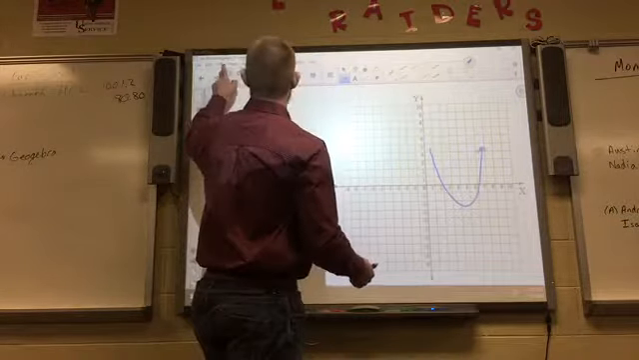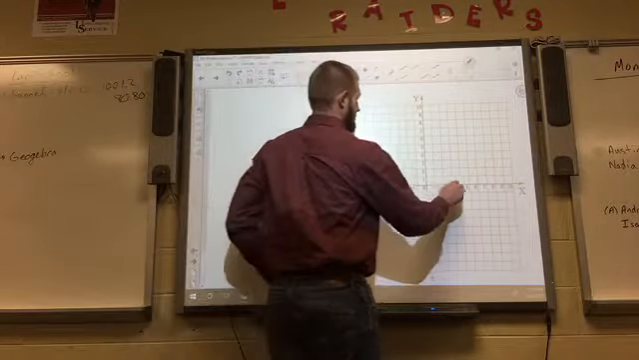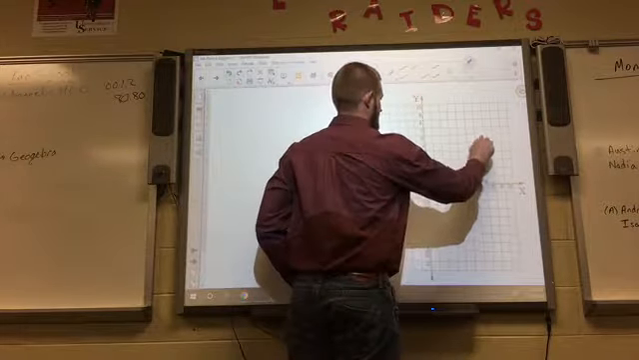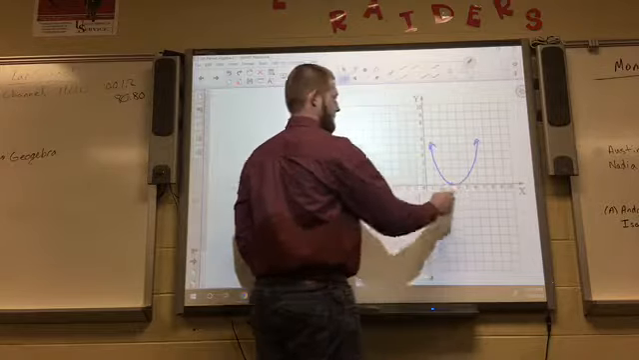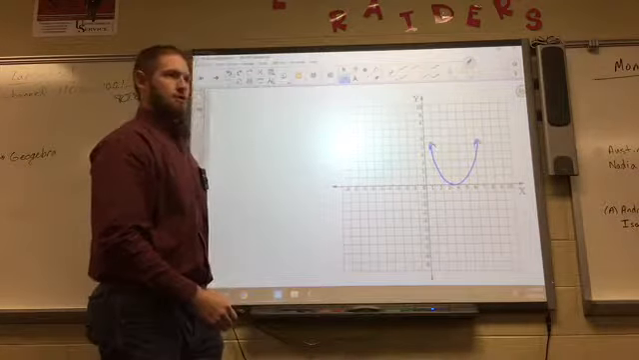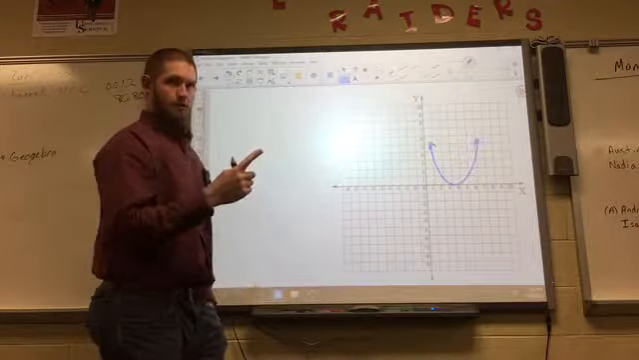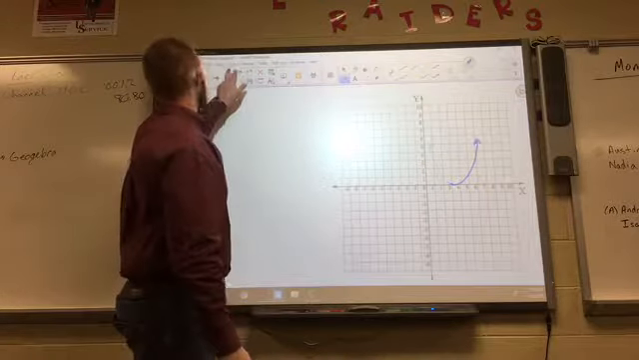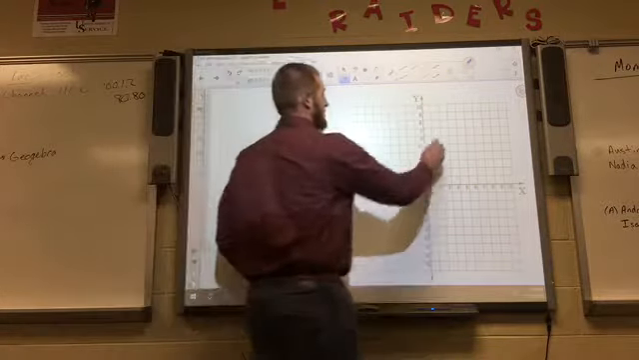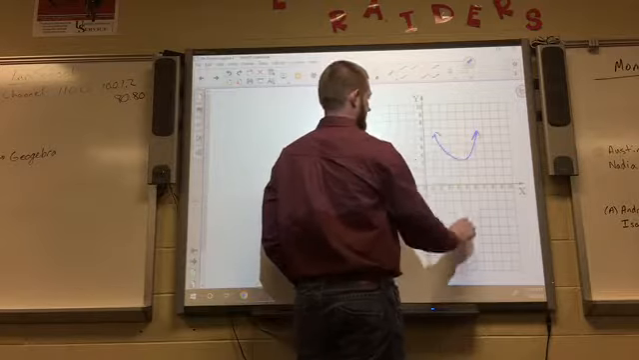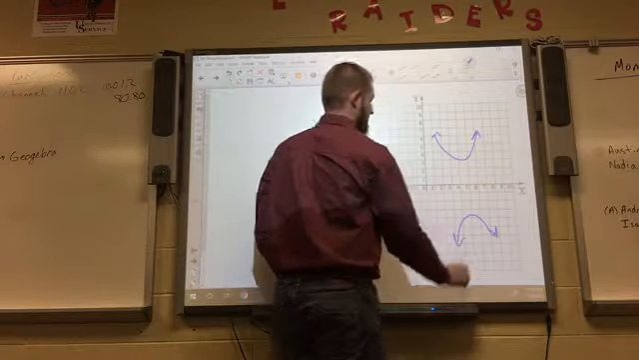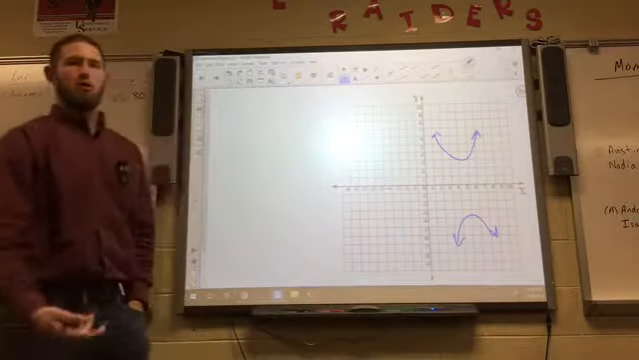There is a possibility that it crosses or touches once when the vertex is on the x-axis. That would be 1 real solution. There is also a possibility that it never crosses, right? Like that, or maybe like this, right? That would be no real solutions.